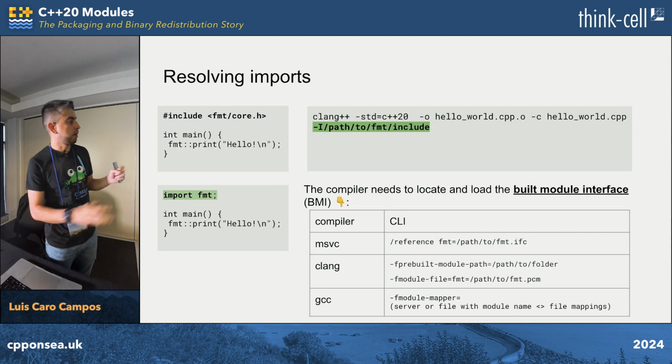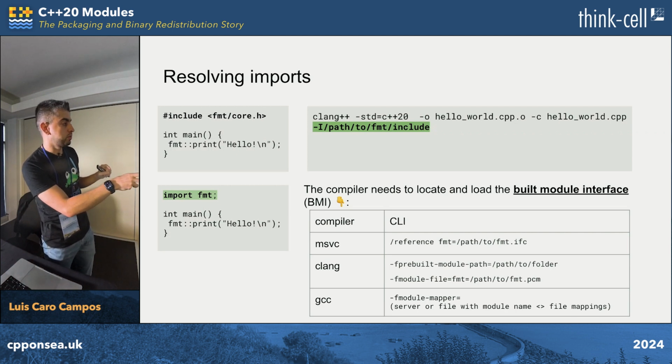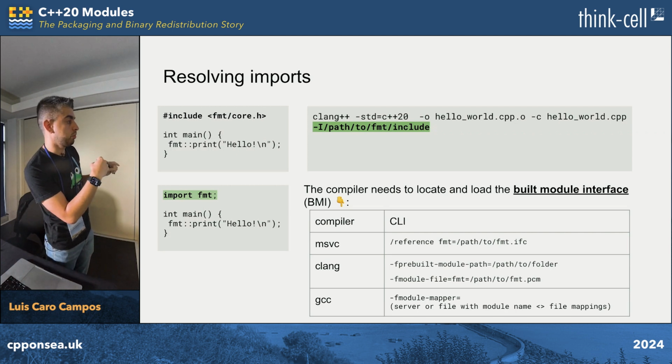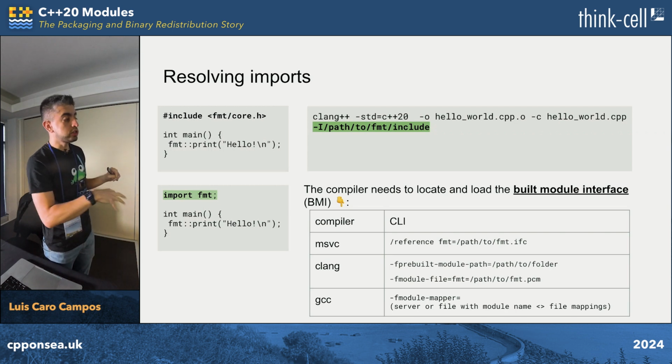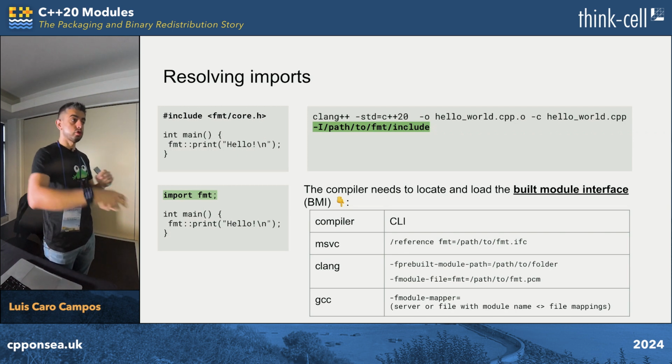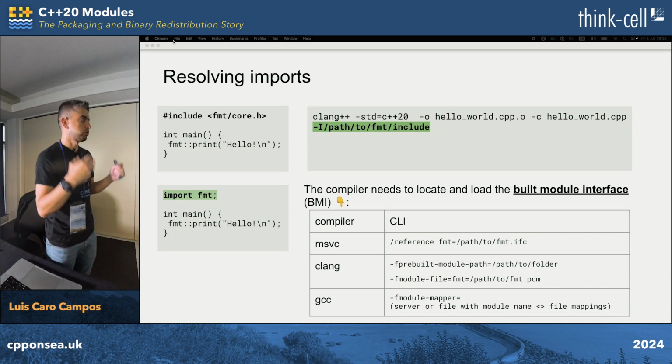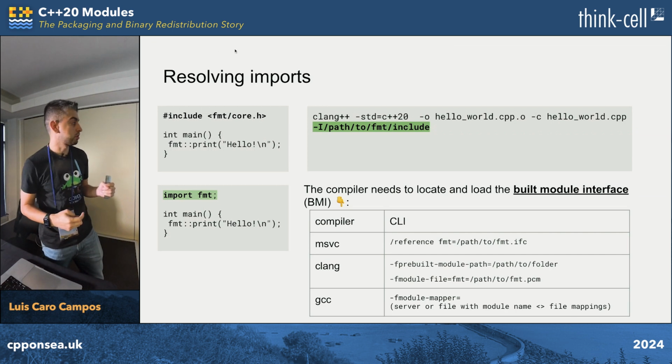And that's just the different ways in which different compilers can achieve the same thing. So I just showed you an example with Clang, where you can tell it specifically the module file for the named module, or you can give it a path to a folder that contains these files based on the name, or you can tell MSVC something equivalent. GCC is a little more limited in this particular case. It allows you to pass a module mapper, which could be a server, or a file in a file system that has the equivalences between the module name and the file. But there's only one module mapper that you can pass. So I found some limitations with that, but it does work as well.